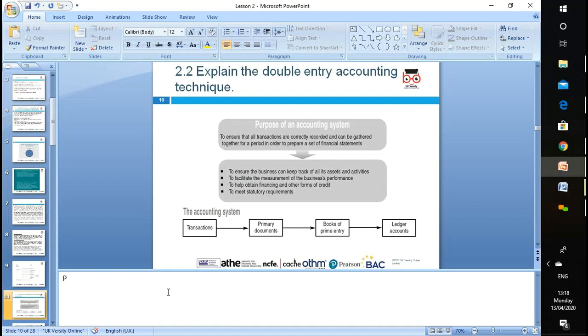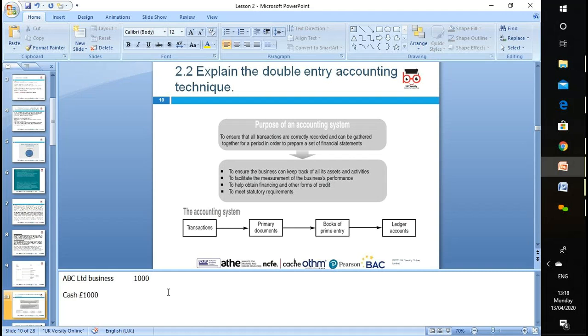So think about you purchase furniture worth £100. That will start, ABC Limited started business, and you started business by investing £1,000 in your own company. So what we'll do, £1,000 cash is coming in the business.